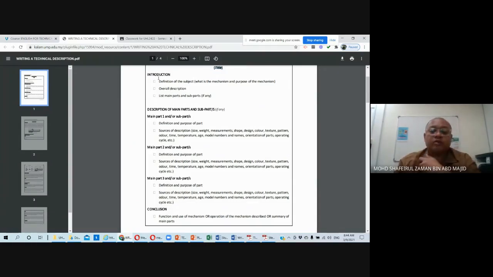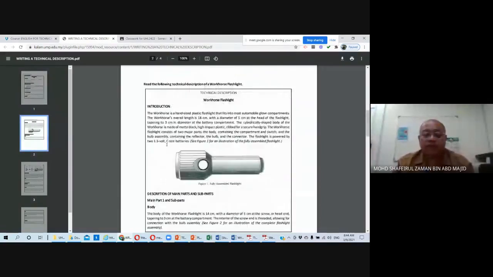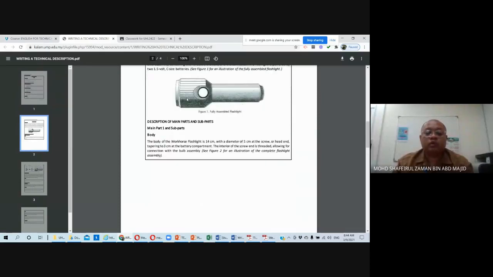The introduction is over here, and then the description of main parts and subparts, if any. If you don't have the subparts, no problem. You're going to divide or arrange your points like this. This is an example of a technical description. The title is Workhorse Flashlight. Then you have the introduction, and you include the graphic in the technical description so that people will have a clearer image of the product you are describing to them.